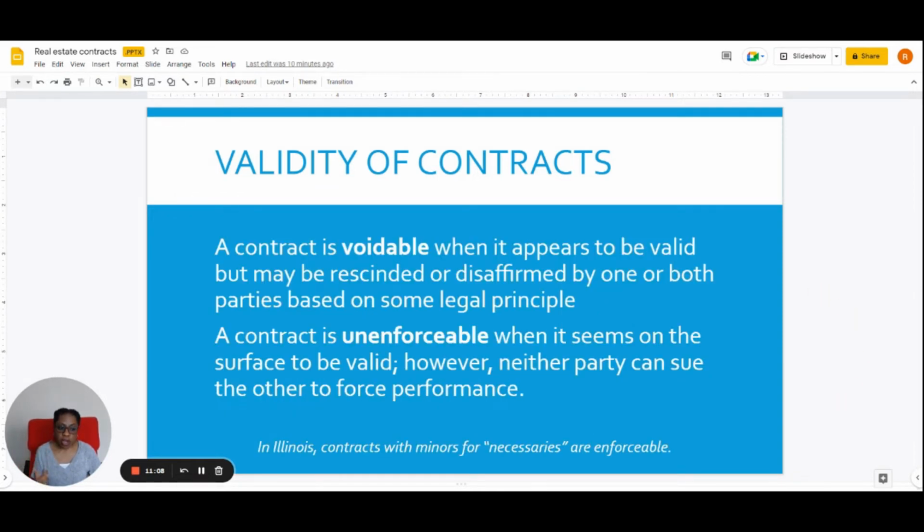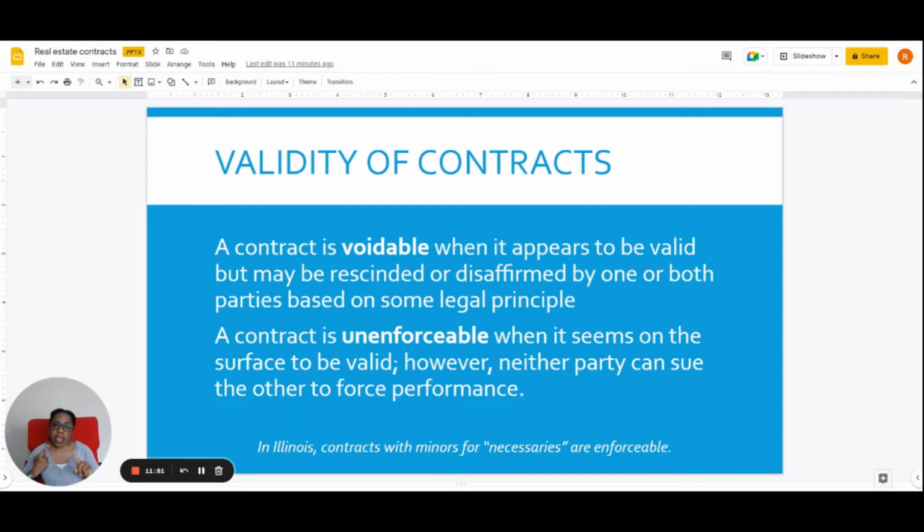A voidable contract, on the other hand, is one whereby on the surface it looks good, it has all five essential elements, but there is some legal principle in the agreement that gives us grounds to potentially cancel the contract. So a voidable contract, voidable, that means it's able to be voided, right? There is something in there that will allow us to void the contract. So a voidable contract is one that can be voided.